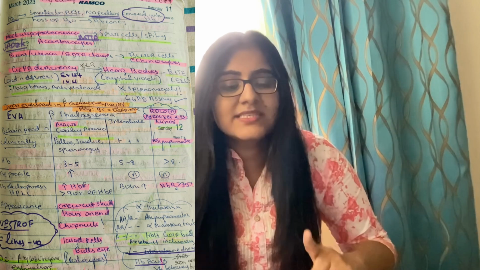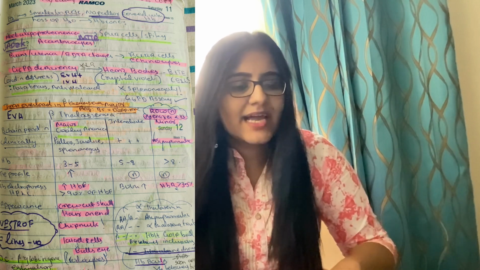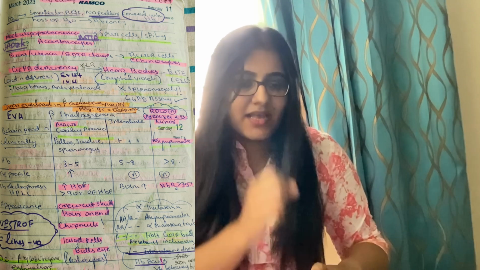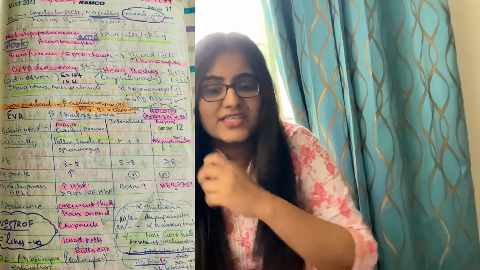And also G6PD deficiency, what bodies you will be seeing? Heinz bodies you will be seeing, right? And also there is no splenomegaly, and also Heinz bodies, that is your bite cells. And also you should remember fava beans and anti-malarial drugs will be causing this G6PD deficiency, okay.